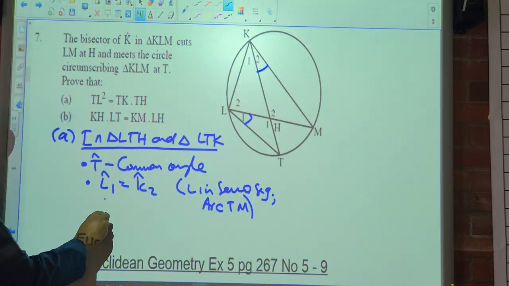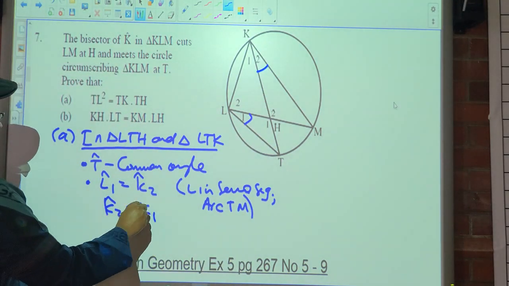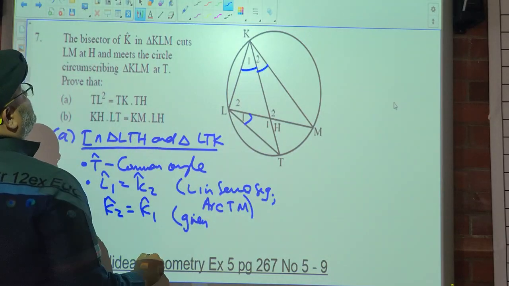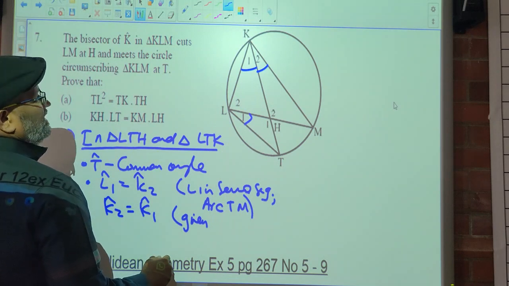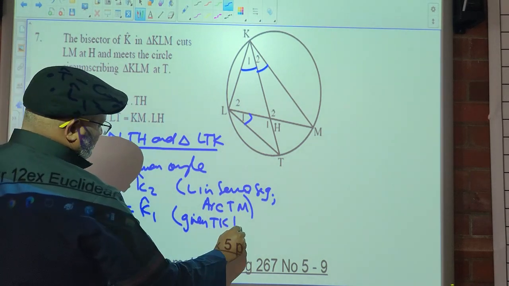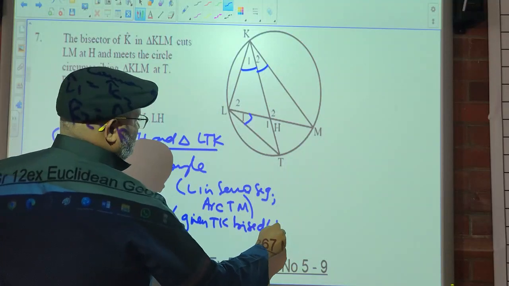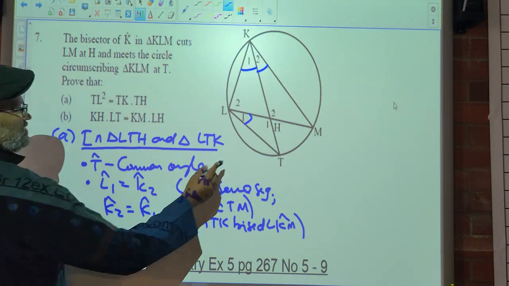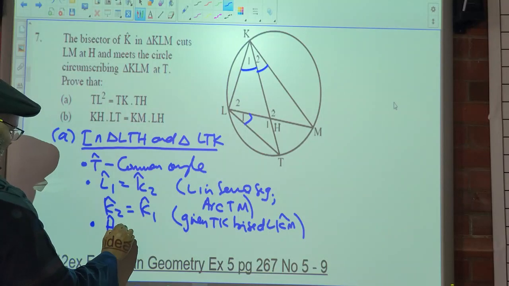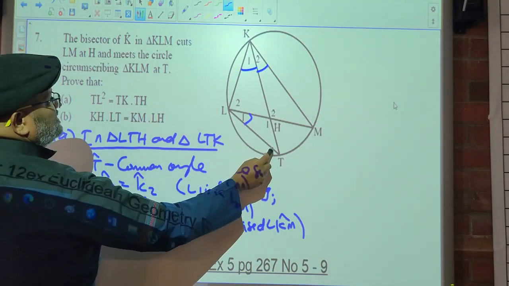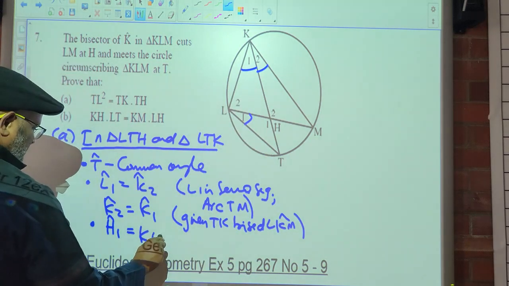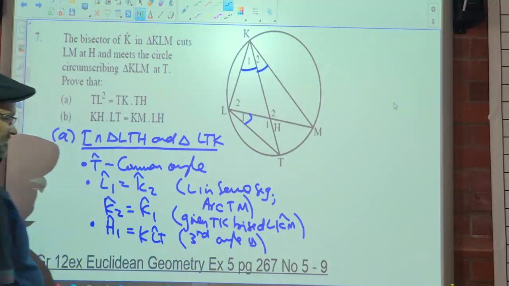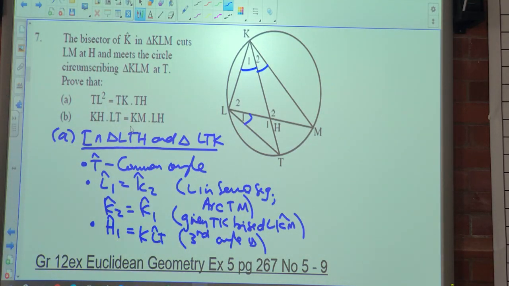Then K2 is equal to angle K1. Why? Given that TK bisects angle LKM. That was given to us. And then thirdly, H1 we haven't used. So angle H1 has to be equal to angle KLT. Why? It's the third angle of the triangle.